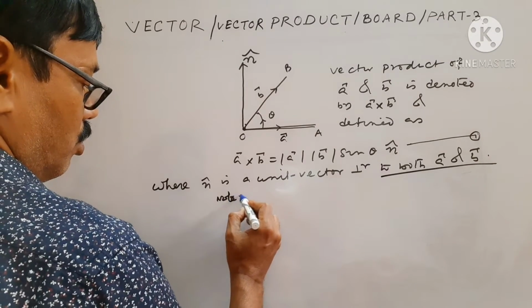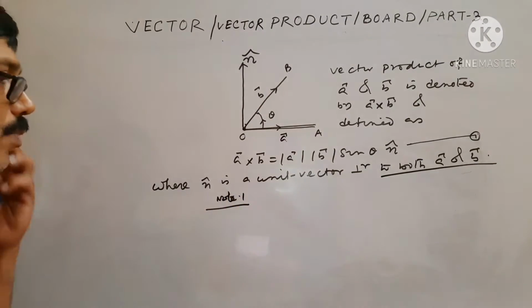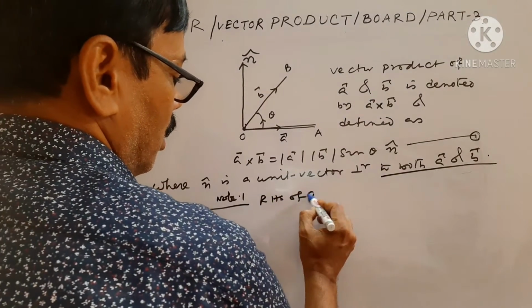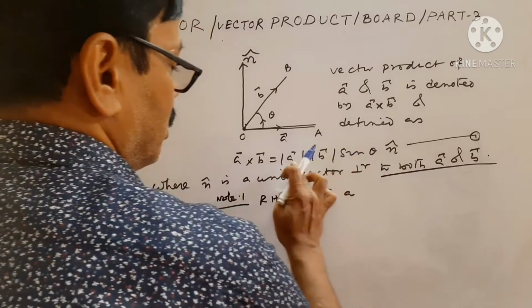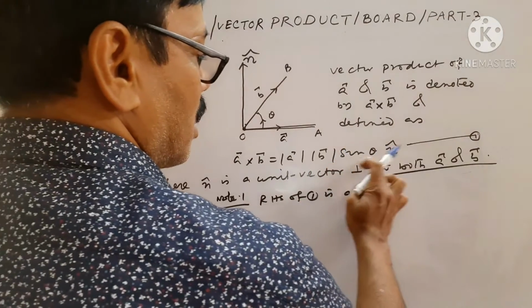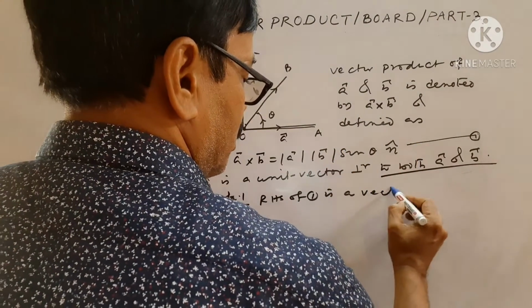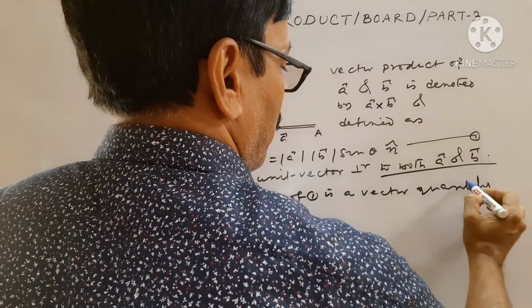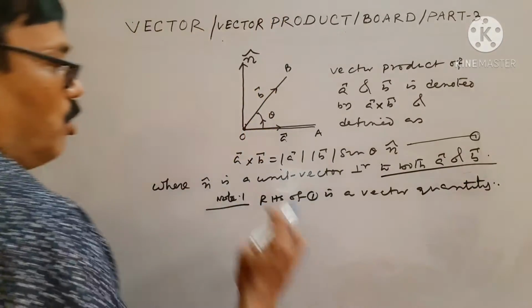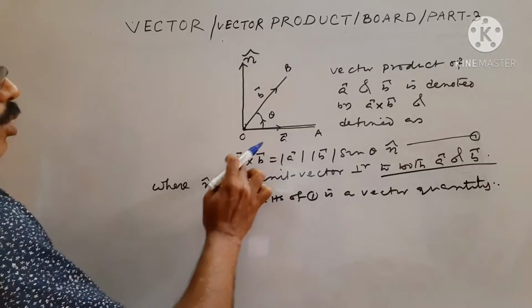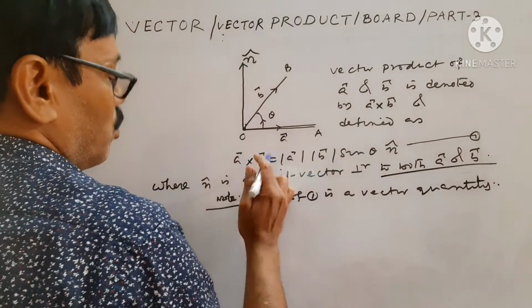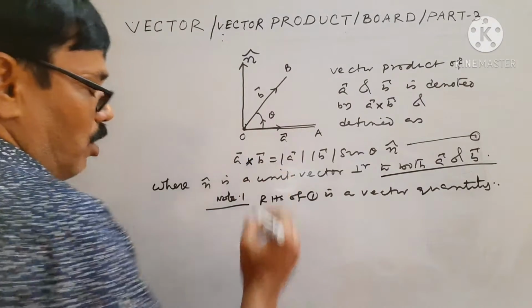So note 1. The right hand side of 1 is a vector quantity, whereas these factors are scalars. So the vector product is also called the cross product, due to this symbol.